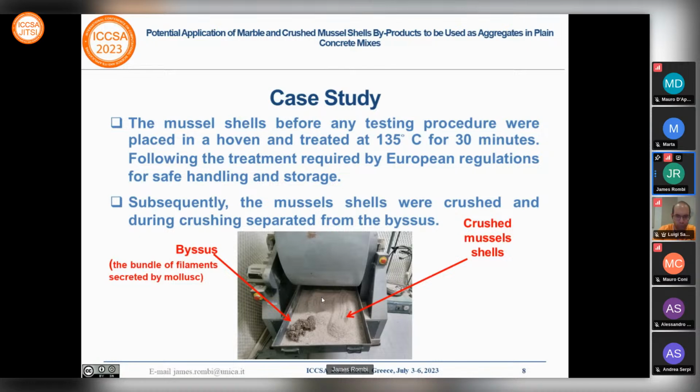Subsequently, we crushed the mussel shells, with two benefits: crushing the mussel shells, but also separating them from the byssus. The byssus is that bundle of filaments segregated by the mollusk.